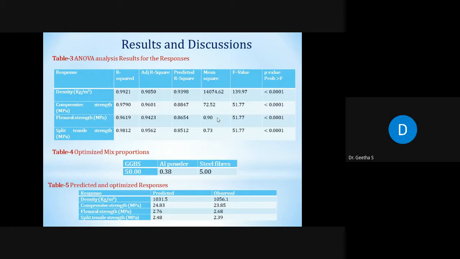So here I've got the optimized mix proportion. I have also done experimental trials using this optimum mix proportion. And I've seen that the results that I have observed are equal to the predicted ones that have been given by the software based on my experimental values.